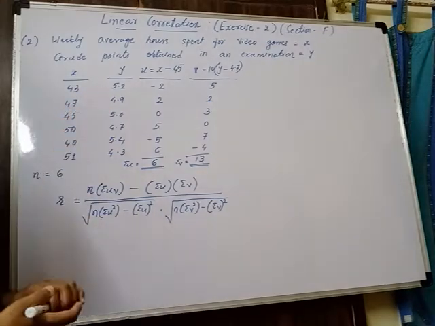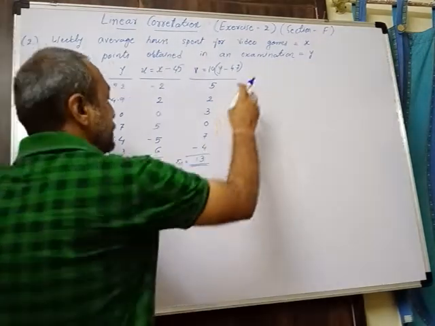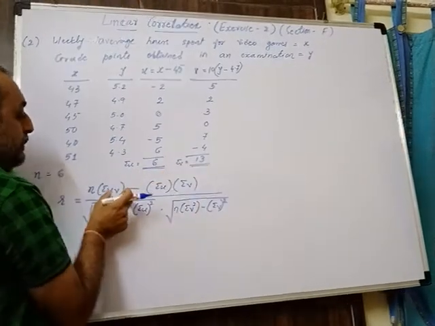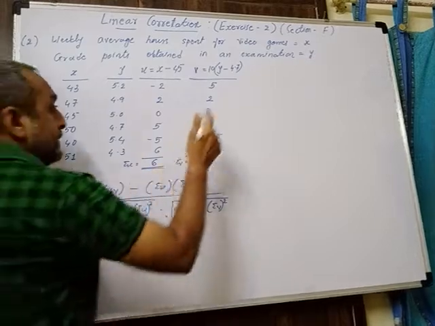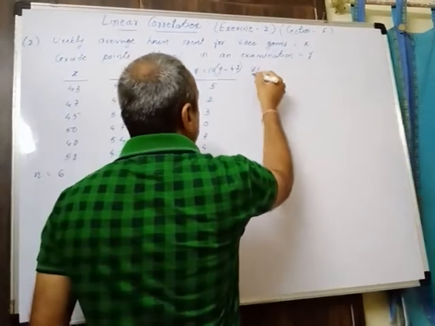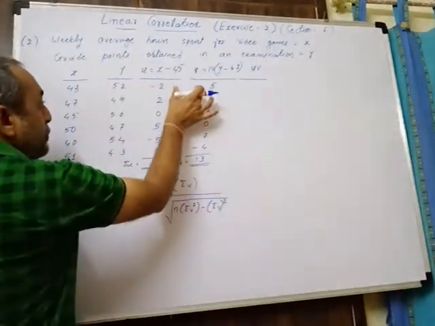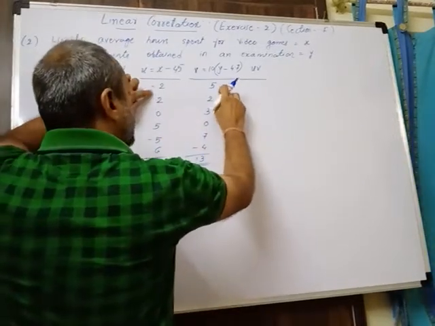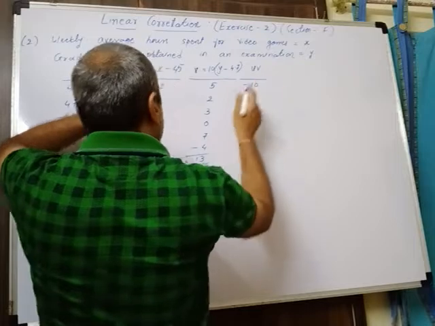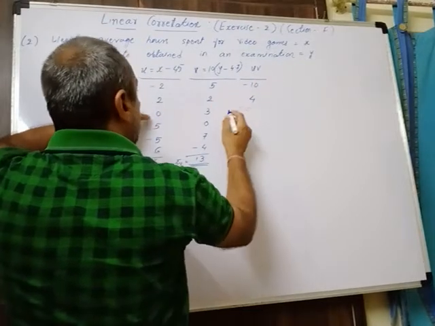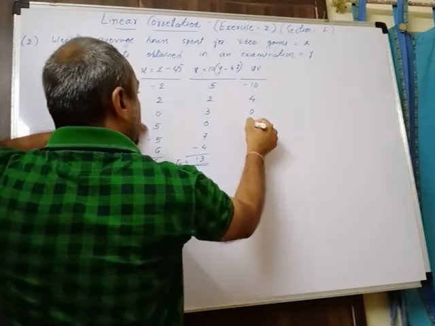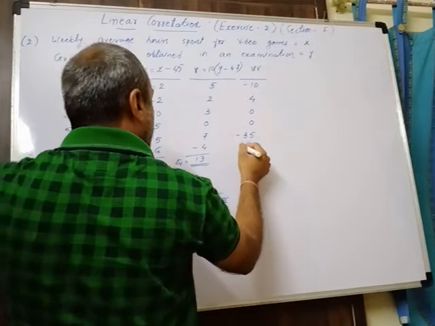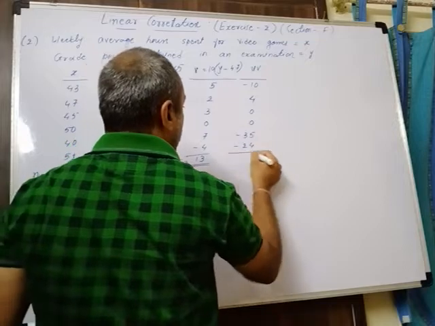Now accordingly we'll prepare the required columns. Sum of u and sum of v are available. The next column we require is the uv column, that is the multiplication of variable u and variable v. So we'll find it now. Minus 2 into 5 is minus 10, 2 into 2 is 4, 0 into 3 is 0, 5 into 0 is 0, minus 5 into 7 is minus 35, and 6 into minus 4 is minus 24.